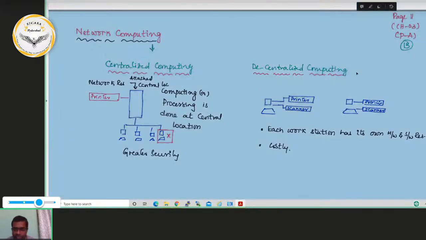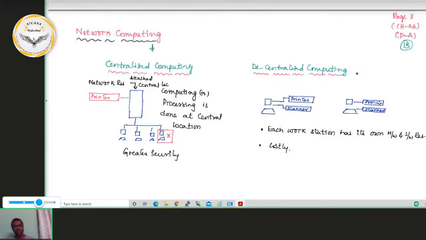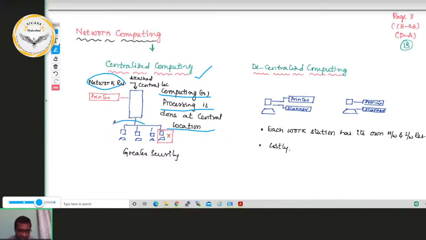We have a small concept called network computing. What do you mean by network computing? It depends on where the processing is going on. If the network resources or processing is done at a central location, then it is called centralized computing. What do you mean by centralized computing? If the computing or processing is done at a central location, or if the network resources are shared between certain clients, then it is called centralized computing.